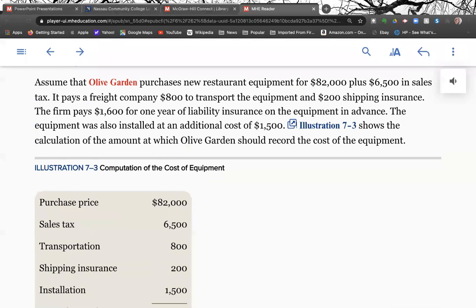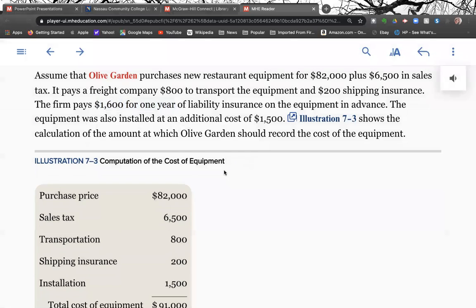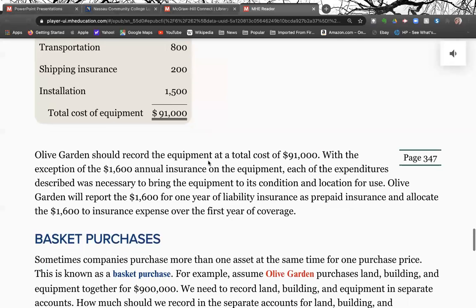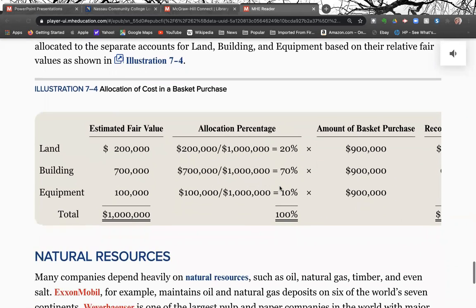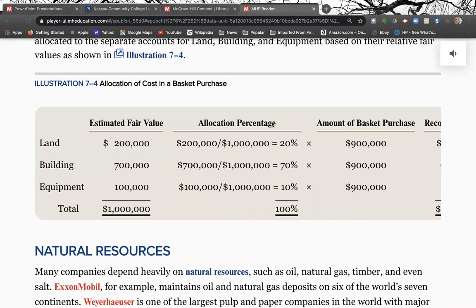But what about this $1,600 for 1 year of liability insurance? That's prepaid insurance, isn't it? That will get recorded as prepaid insurance, and then we'll have to make our adjusting entries as the time goes by. So I think we had a homework problem that deals with that.